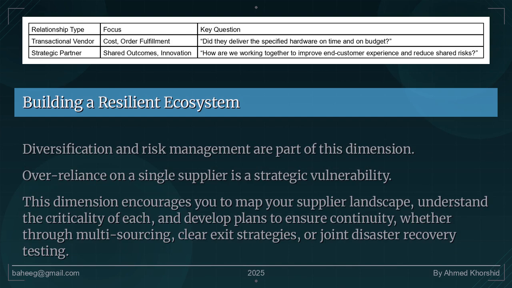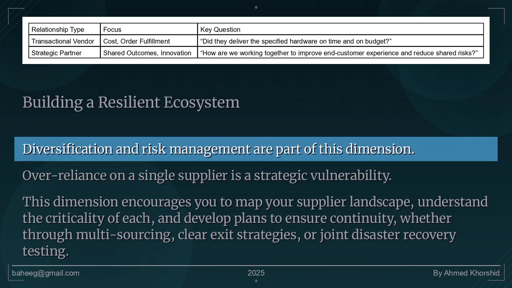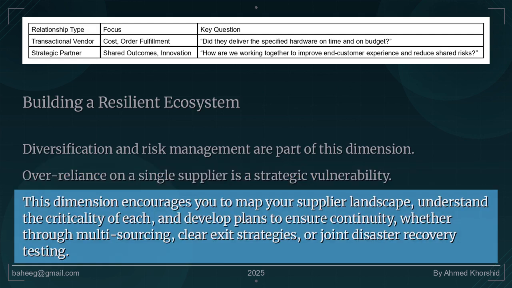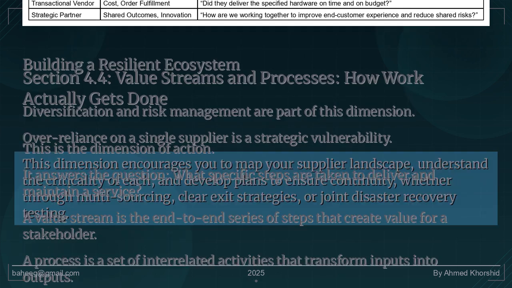Building a resilient ecosystem. Diversification and risk management are part of this dimension. Over-reliance on a single supplier is a strategic vulnerability. This dimension encourages you to map your supplier landscape, understand the criticality of each, and develop plans to ensure continuity, whether through multi-sourcing, clear exit strategies, or joint disaster recovery testing.